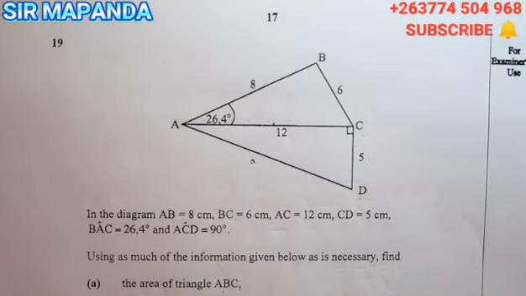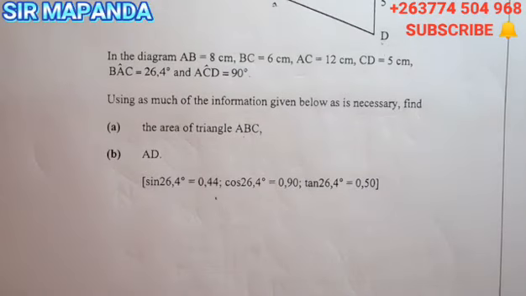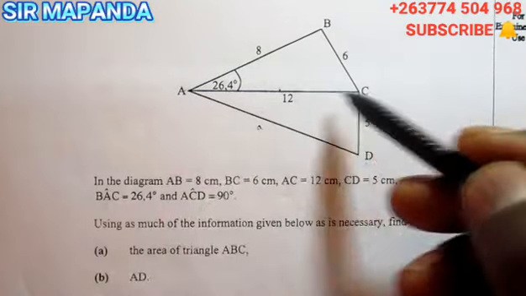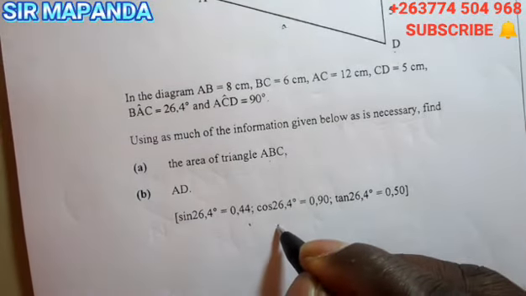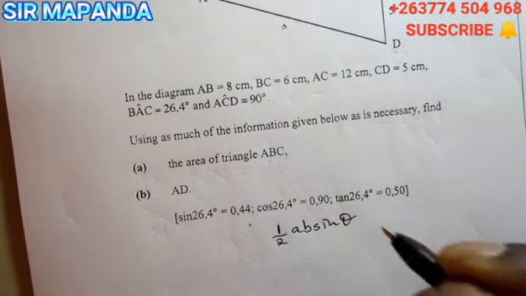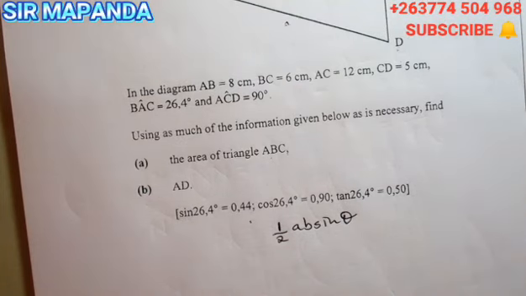Right. We are now moving on to question number 19. We are given 2 triangles ABC and ACD to form a quadrilateral ABCD. Using as much information given below as is necessary, find the area of triangle ABC. So to find the area of triangle ABC, remember, for area of triangle, we make use of half AB sine theta.